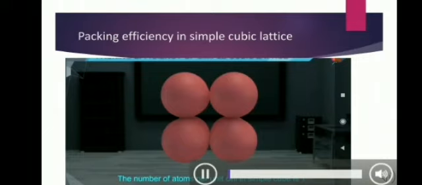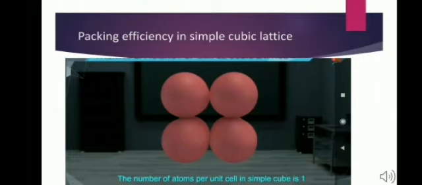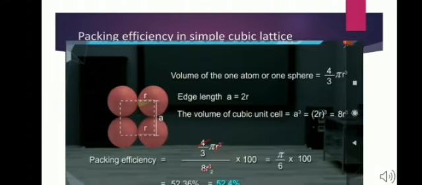Packing efficiency in simple cubic lattice. Now we know in a simple cubic lattice cell, each corner of the cell is shared by 8 unit cells. Each corner of the unit cell effectively contains 1 by 8 of the atom. There are 8 corners of the simple cubic unit cell, so the total number of atoms contained will be 1. Now we know that each atom is considered as a sphere, so the volume of one atom or one sphere will be 4 by 3 pi r cube.